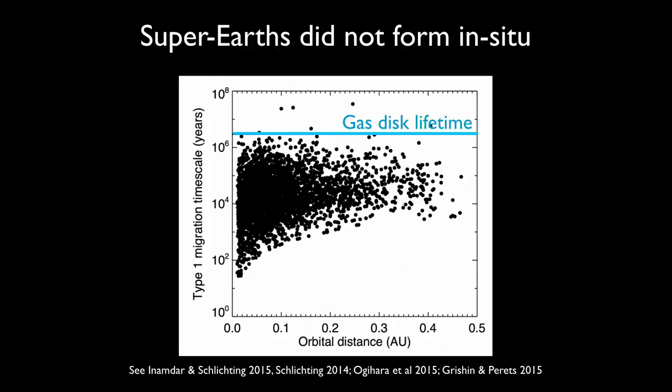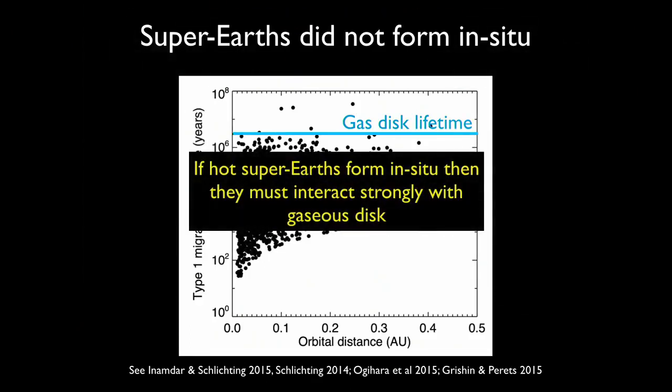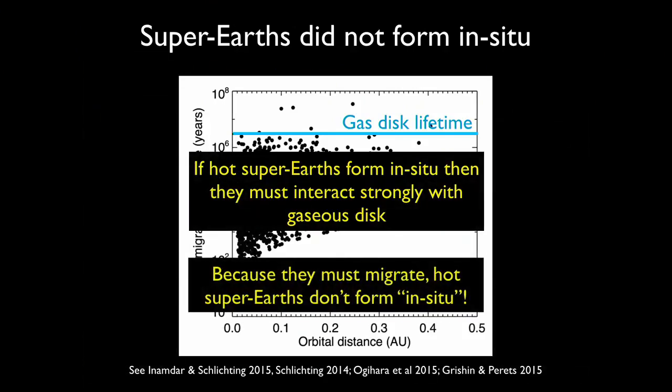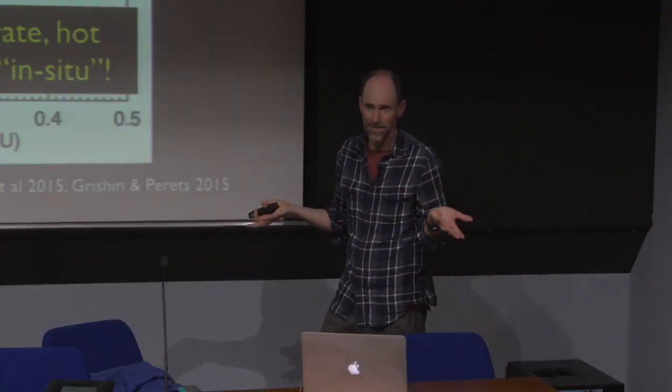It means that if they really form where they are, then they must have interacted really strongly with the disk, right? And if they interact strongly with the disk, they have to migrate. And if they migrated, they didn't form where they are. You see where I'm going here? So it's not a self-consistent picture. It just doesn't make sense to think of it that way.